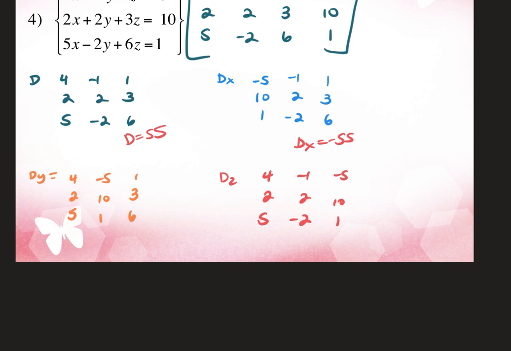All right, 4, negative 5, 1, 2, 10, 3, 5, 1, 6. D of y, 165.